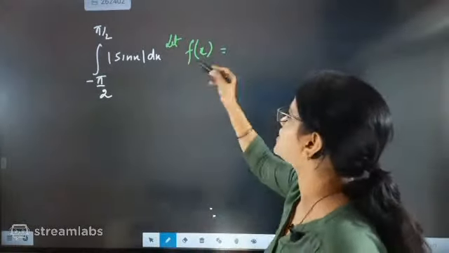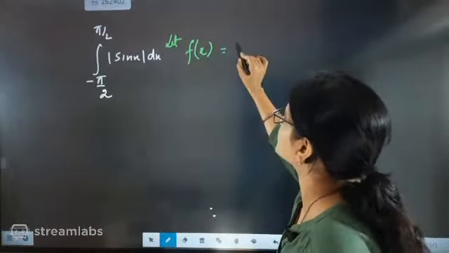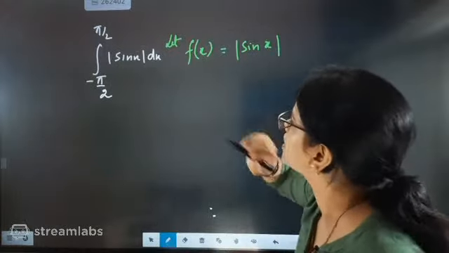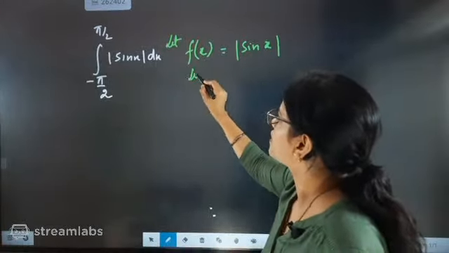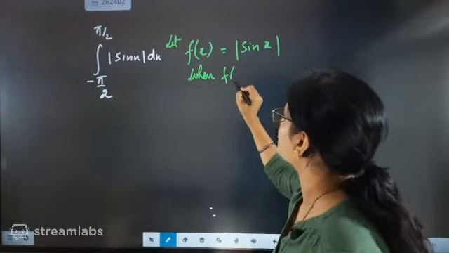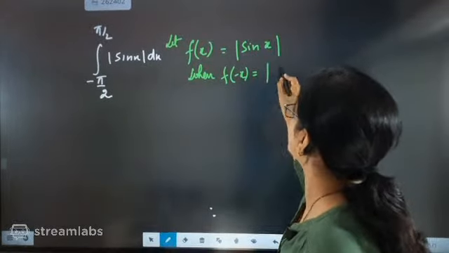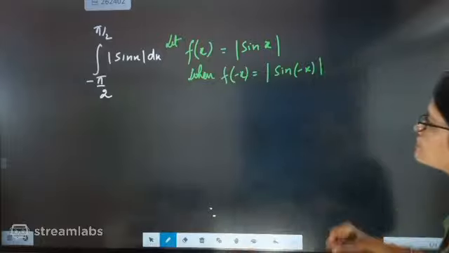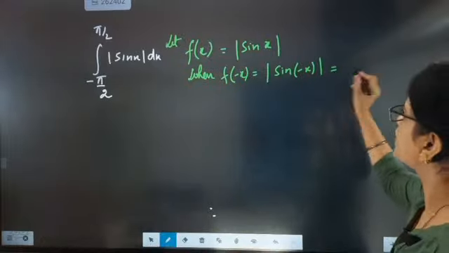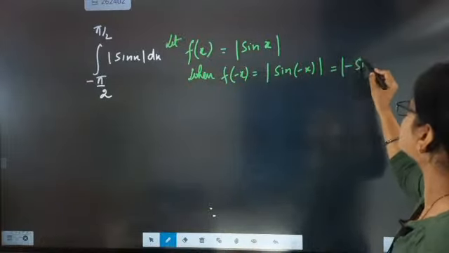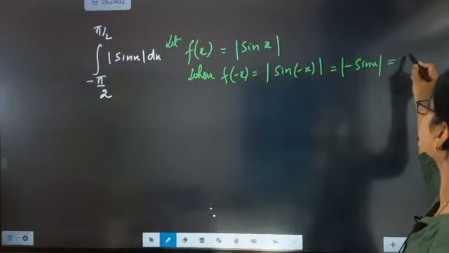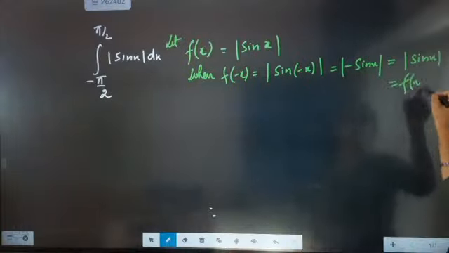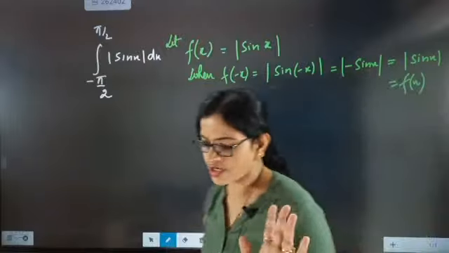Let f of x equal to modulus of sin x. Now when f of minus x comes, it becomes modulus of sin of minus x, which is minus sin x in modulus, and that is exactly sin x in modulus, which is nothing but f of x. So the first part is exactly over.